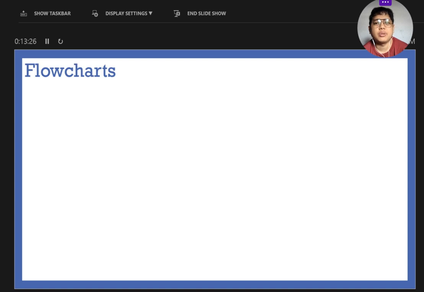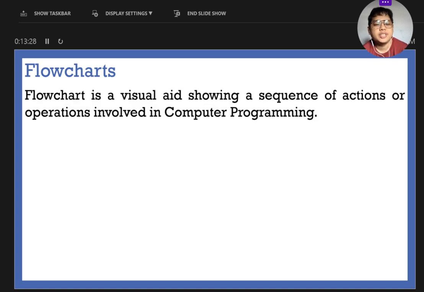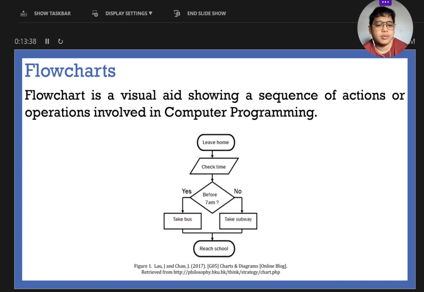Okay. So what is a flowchart? A flowchart is a visual aid showing a sequence of actions or operations involved in computer programming. This is an example of a flowchart. As you can see, there are symbols and arrows, and this one is the start and this one is the end. We will discuss this along with our discussion.